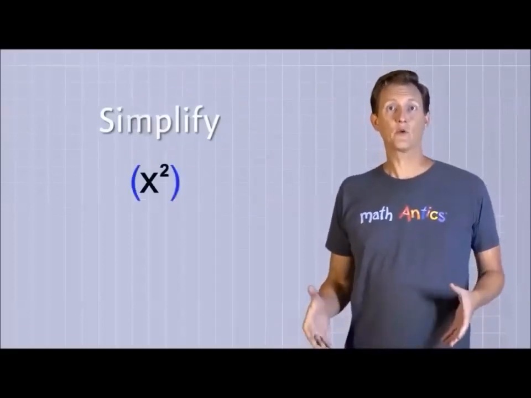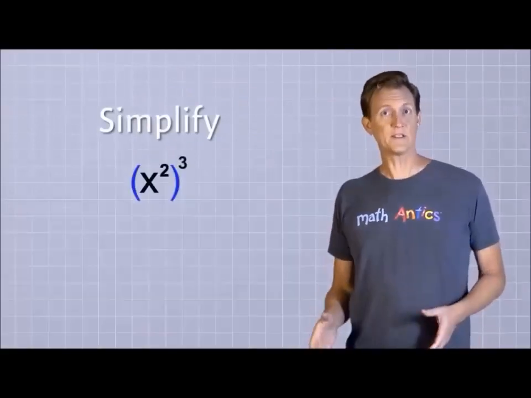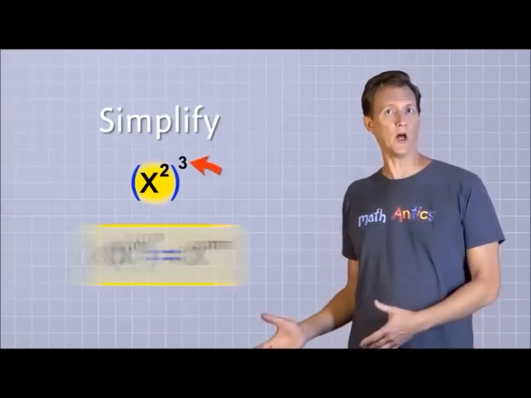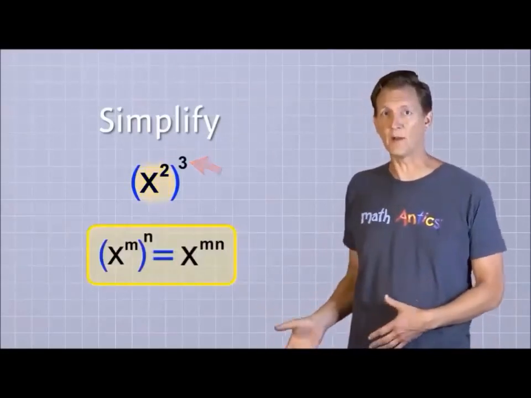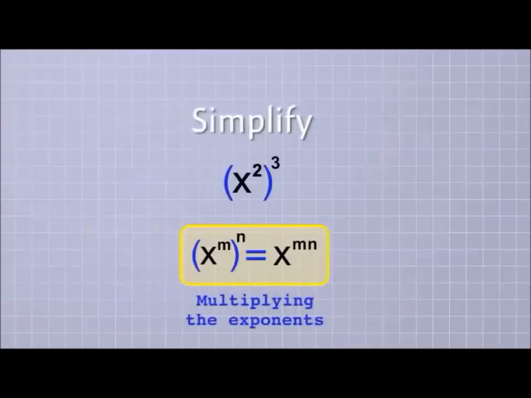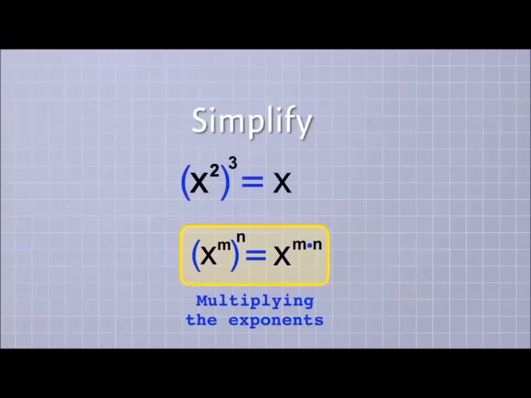It's a nesting situation, kind of like those Russian nesting dolls. So what if someone asks you to simplify the expression x squared cubed, which means the entire x squared term is raised to the third power? Well, our law tells us that we can simplify that by multiplying the exponents together. See how it equals x to the power of mn, which means m times n? That means x squared raised to the third power would be the same as x to the power of 2 times 3, which is 6.